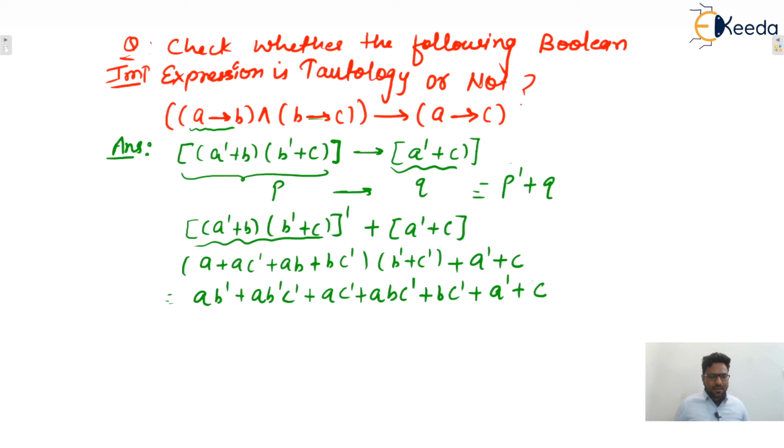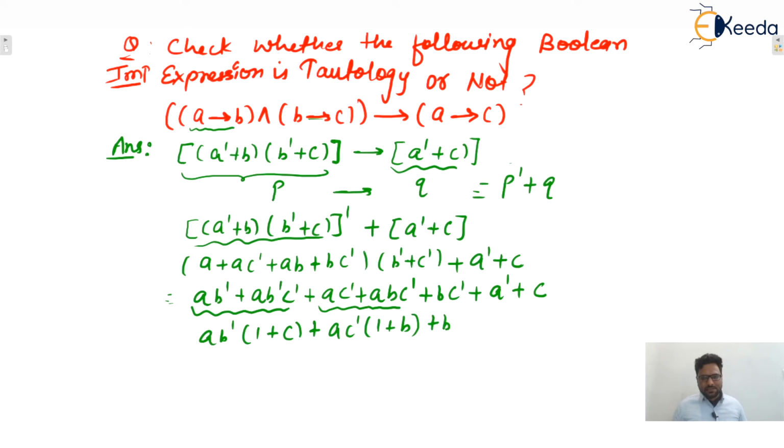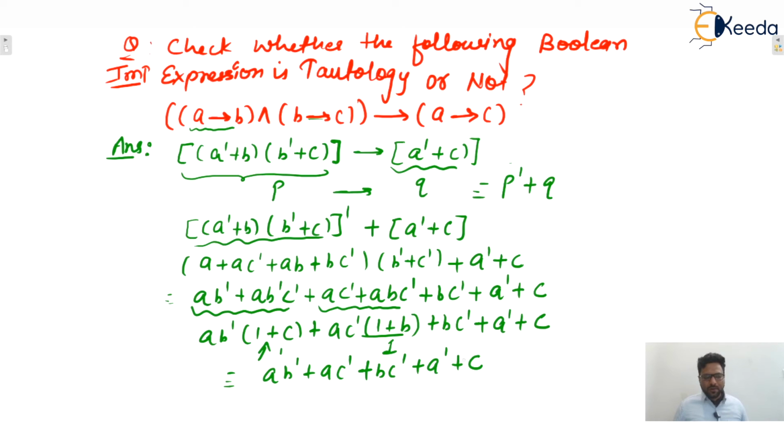Now combine or merge these terms. Take AB dash as common, then it becomes 1 plus C. And here take AC dash common, then it becomes 1 plus B. Then this one is BC dash plus A dash plus C. Now 1 plus anything is 1 only, so this becomes 1. So this expression becomes AB dash plus AC dash plus BC dash plus A dash plus C. Yes or no?